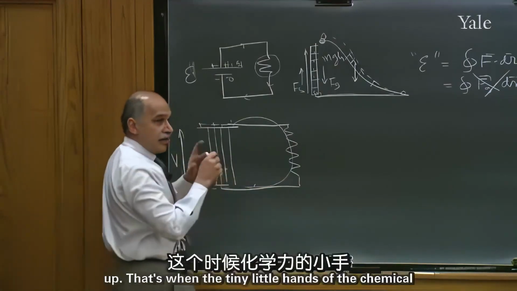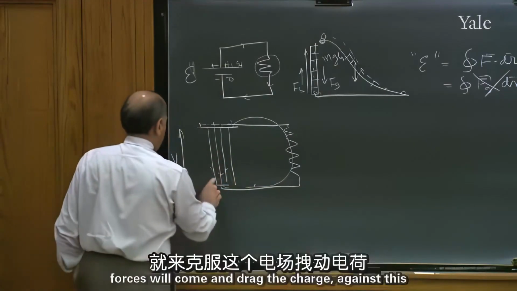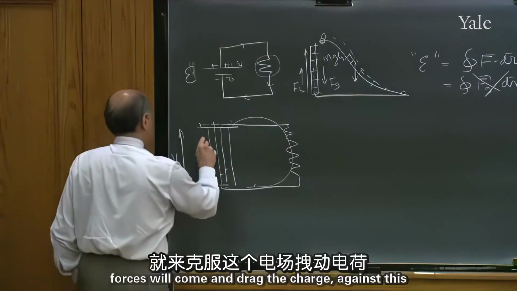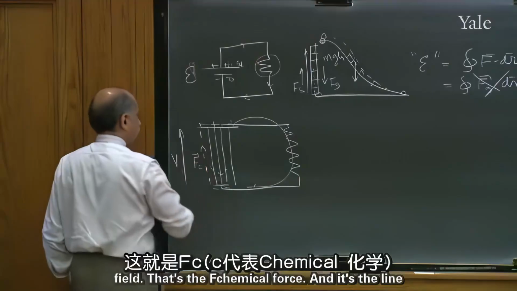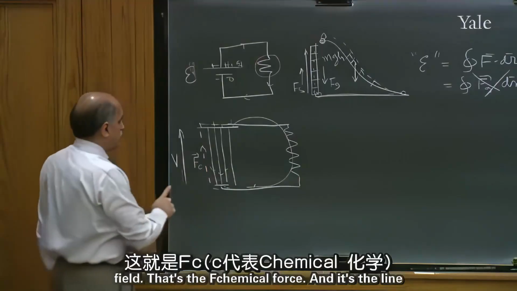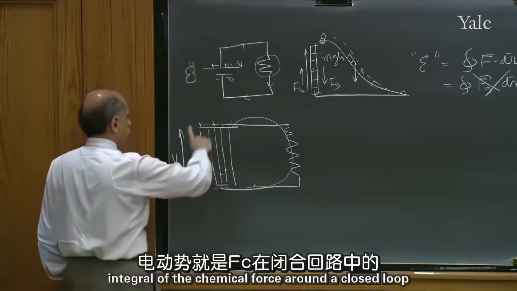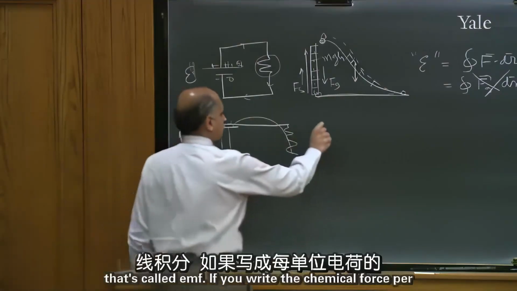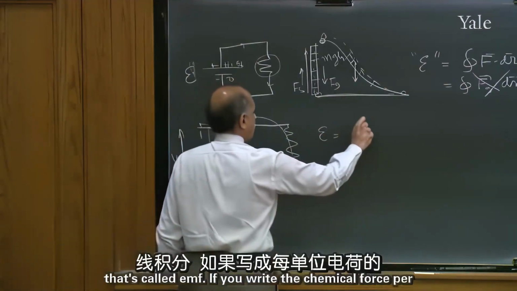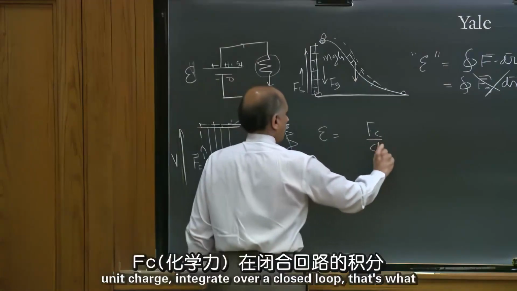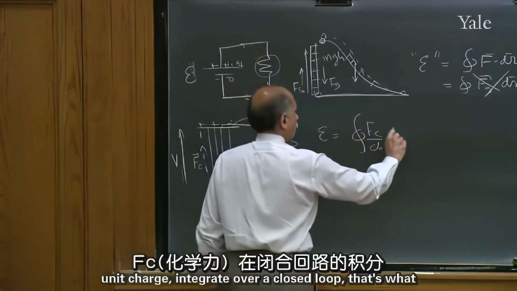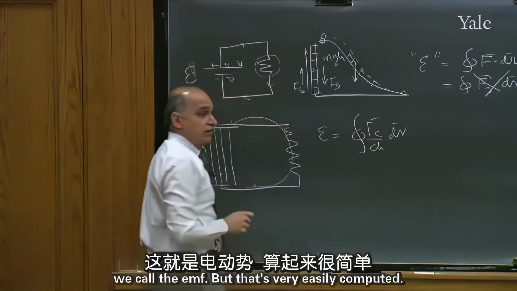That's when the tiny little hands of the chemical forces will come and drag the charge against this field. That's the F sub chemical force. And it's the line integral of the chemical force around a closed loop. That's called EMF. If you write the chemical force per unit charge integrated over a closed loop, that's what we call the EMF.